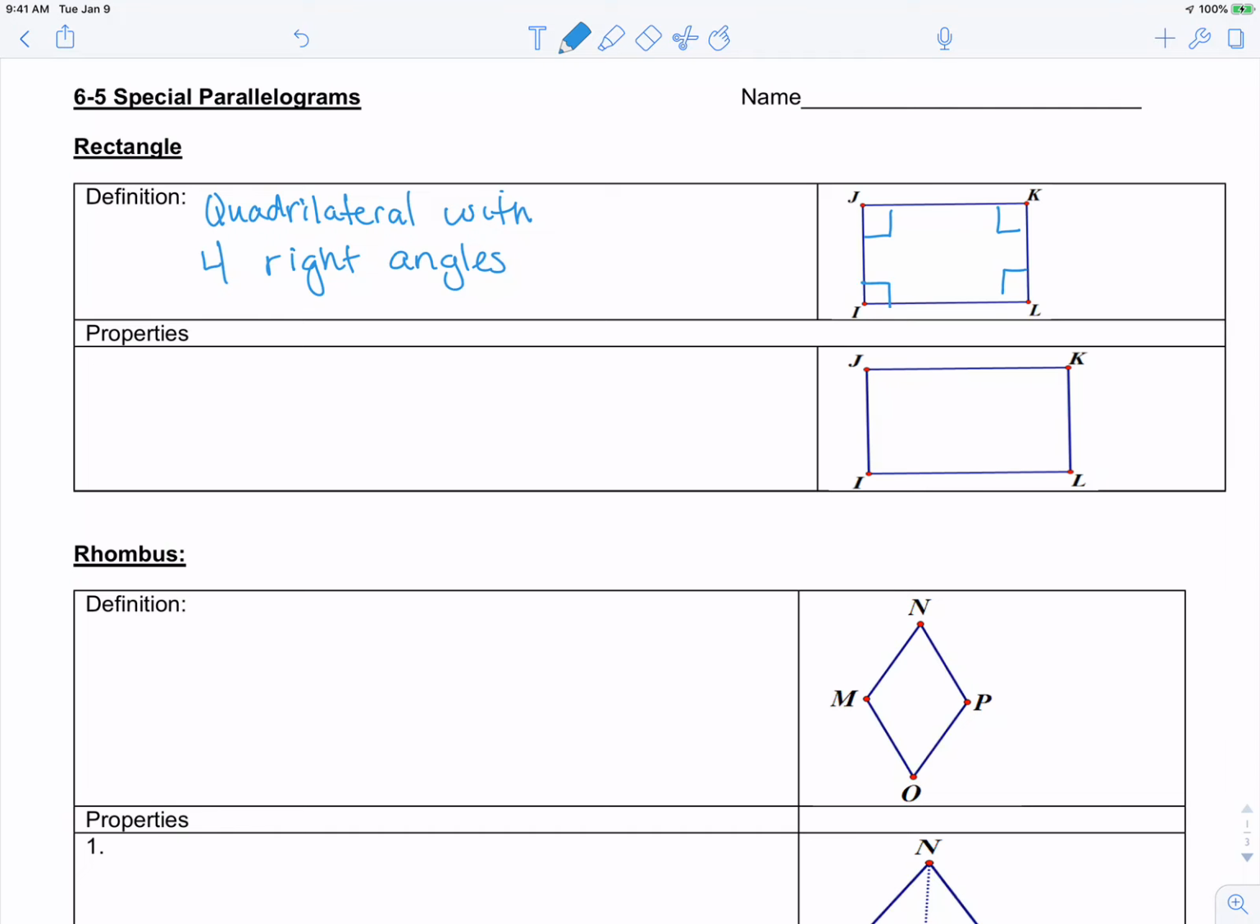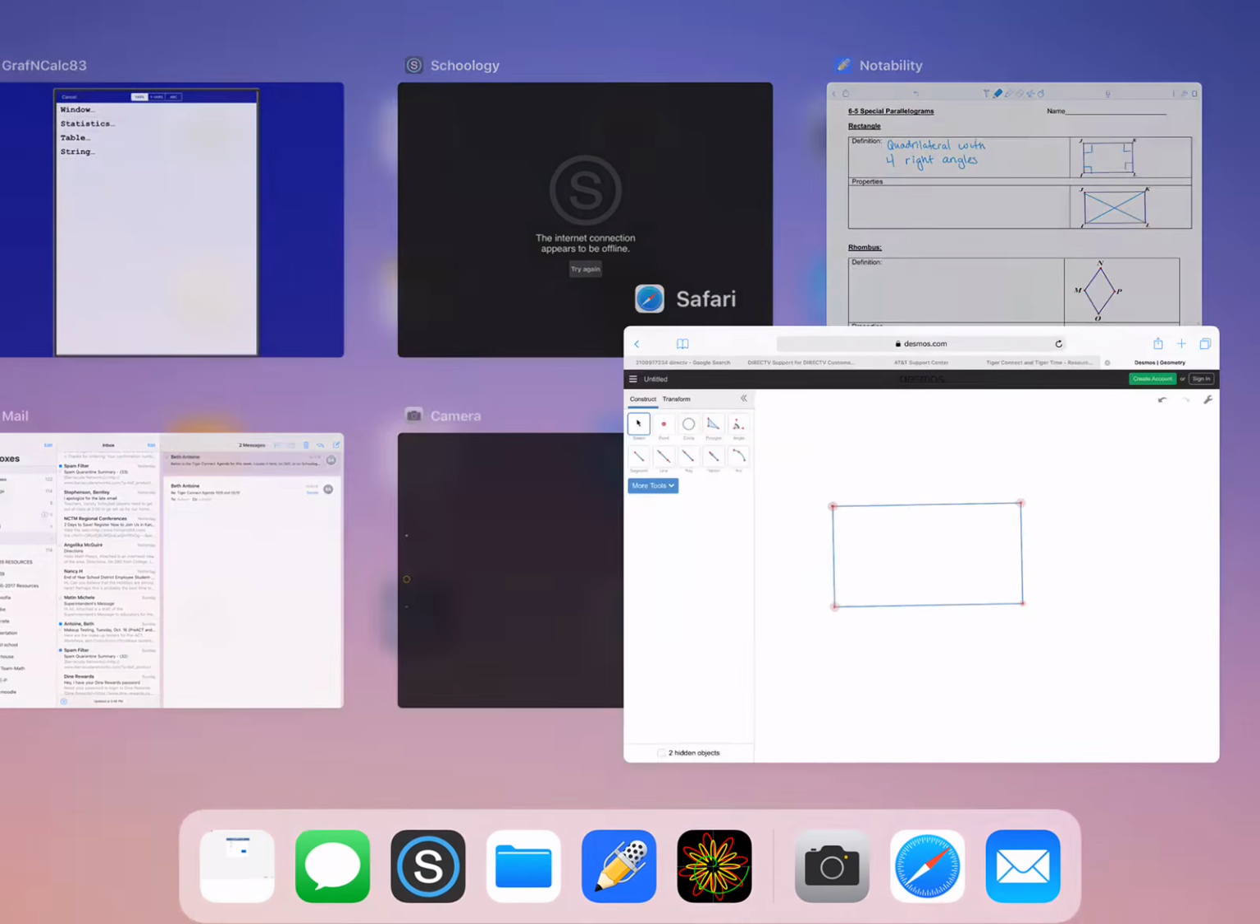Now because it's a parallelogram, it still has all of the other parallelogram properties like opposite sides are congruent, opposite angles are congruent, consecutive angles are supplementary, and diagonals bisect each other. But it turns out that the rectangle has an additional diagonal property. So I'm going to show it to you.